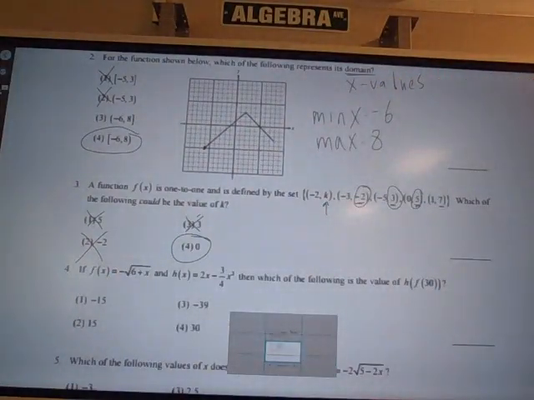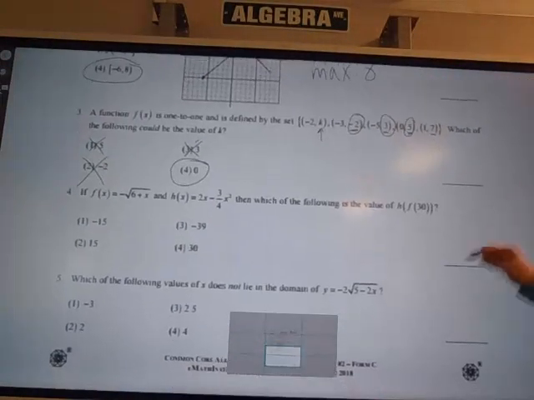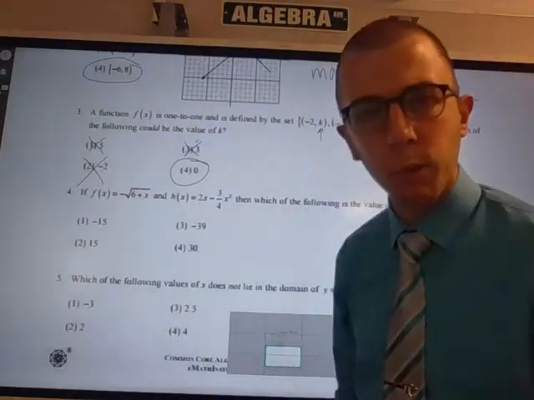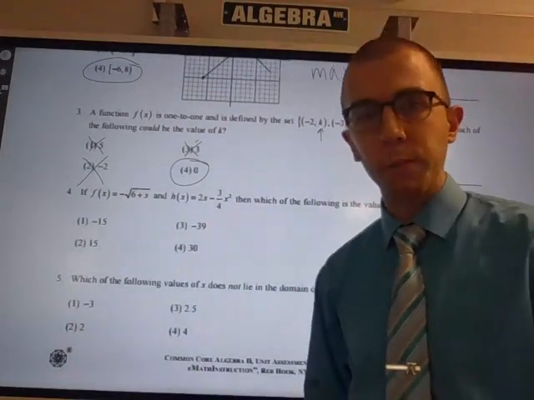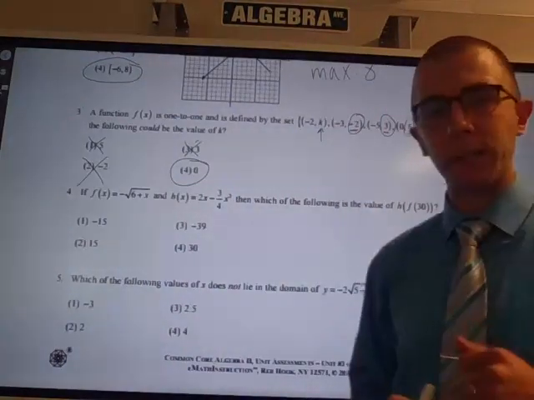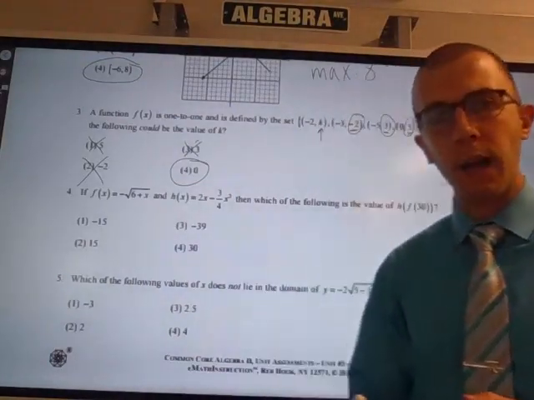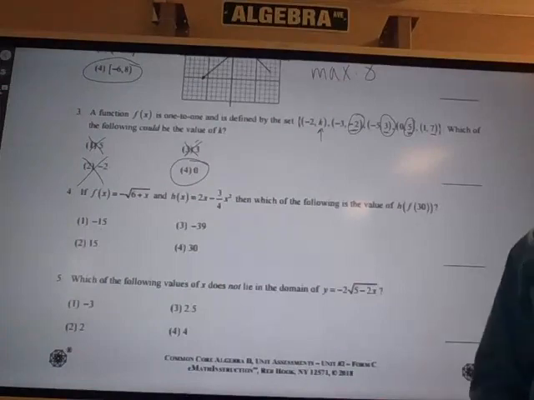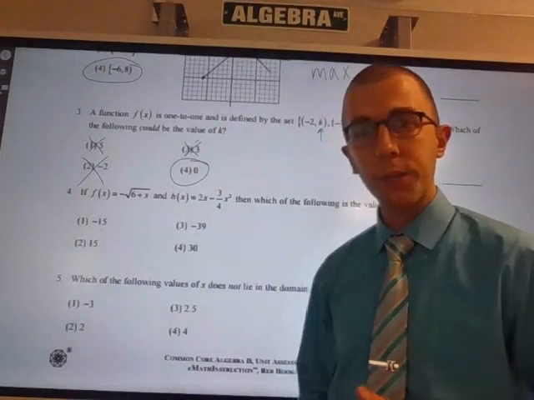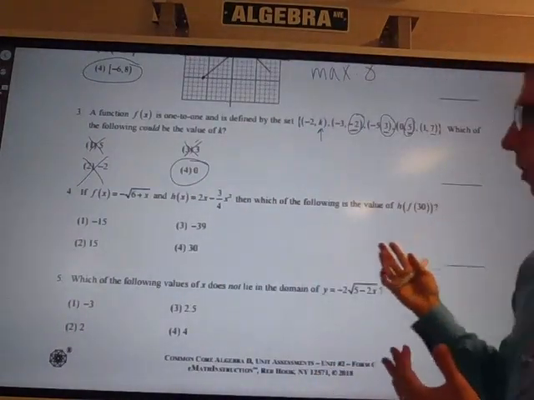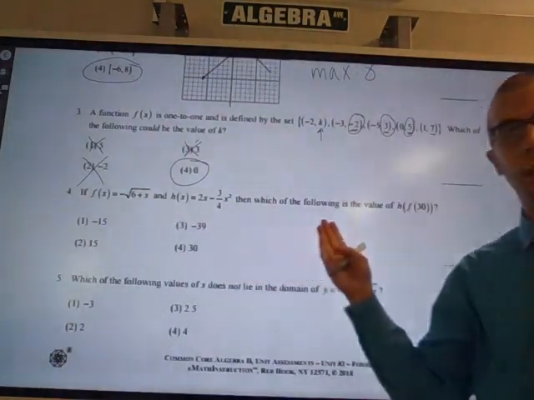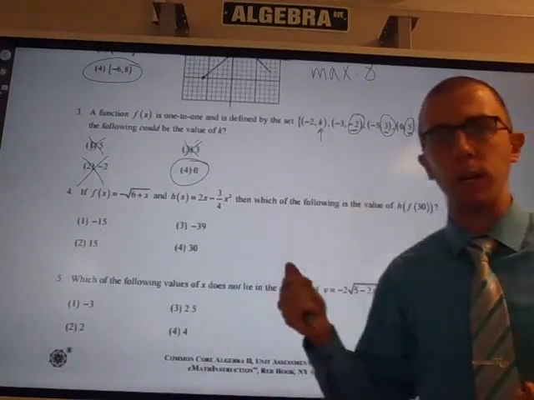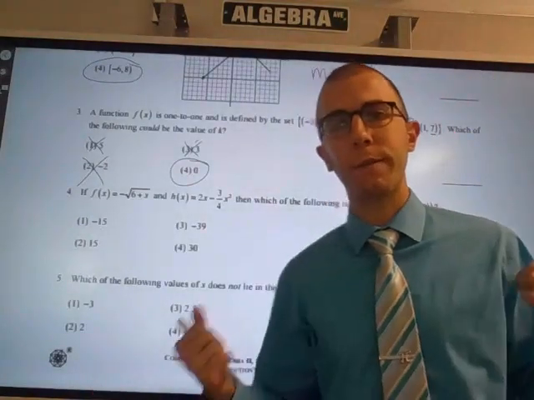All right. Moving right along here, number 4. If f of x equals the negative square root of 6 plus x, and h of x equals 2x minus 3/4 x squared, which of the following is the value of h of f of 30? H of f of 30. So first of all, what are we working with here? We have two functions composed together. That's right, we have a composition of functions.